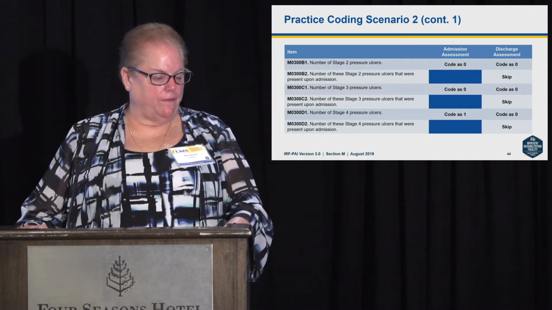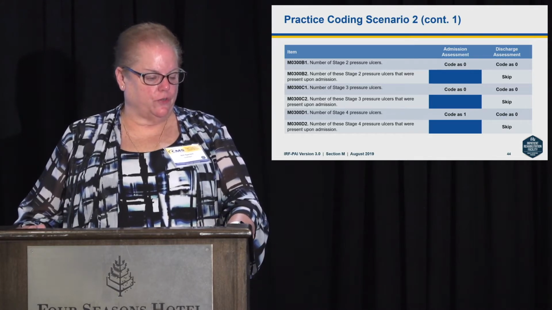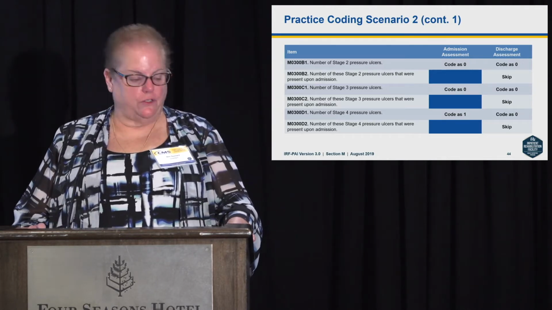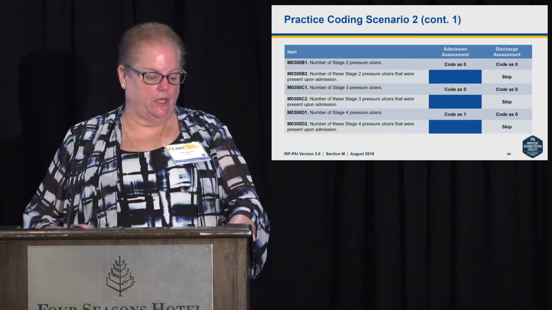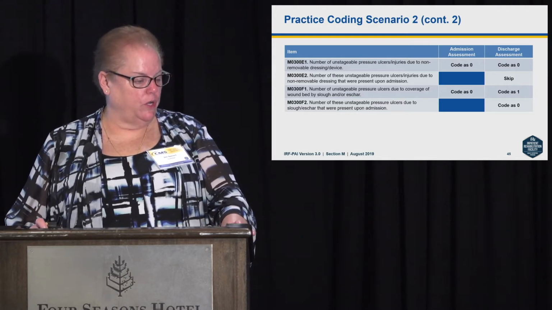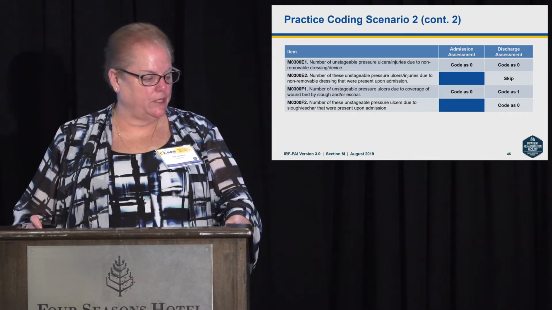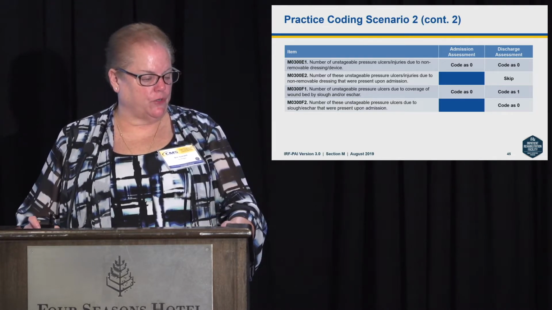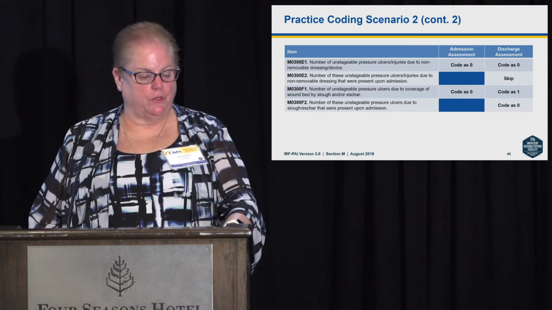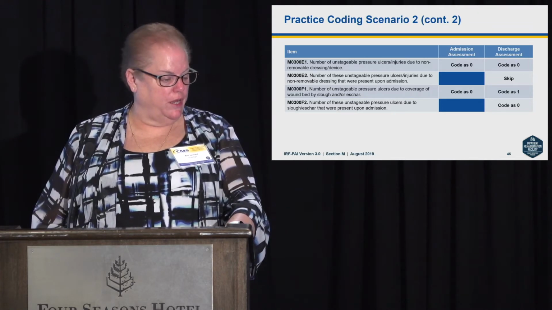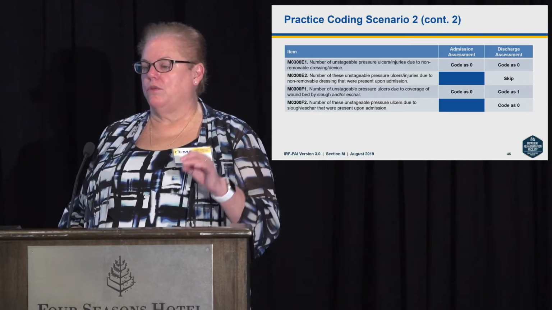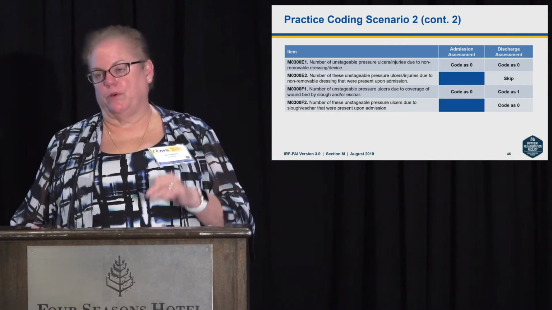So we would have no stage 2 pressure ulcers at admission or discharge, no stage 3 at admission or discharge. We had 1 stage 4 upon admission and none at discharge. And then we have no unstageable due to non-removable dressings. And then we have number of unstageable pressure ulcers due to coverage of the wound bed by slough or eschar. We didn't have any of that at admission, but we do have 1 at discharge. And then number of these unstageable pressure ulcers due to slough or eschar that were present upon admission. So we only have 1, and it wasn't there on admission, so we put a 0 in there.